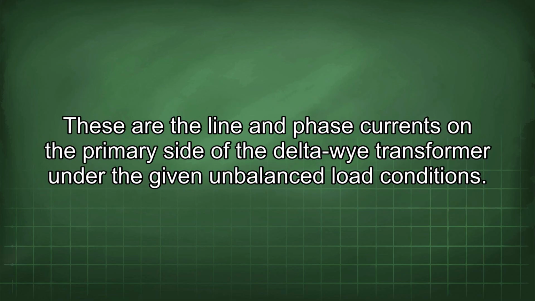These are the line and phase currents on the primary side of the delta-wye transformer under the given unbalanced load conditions.